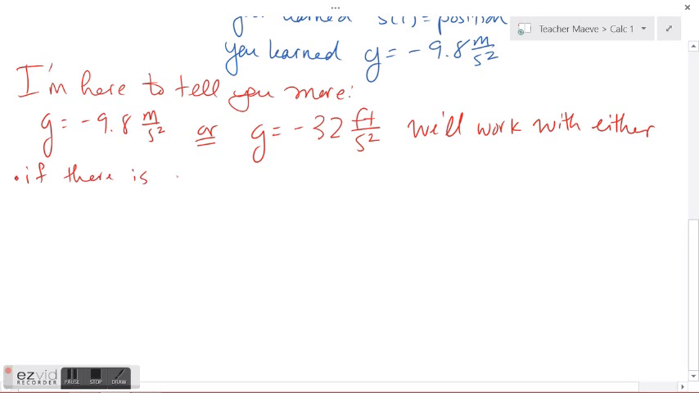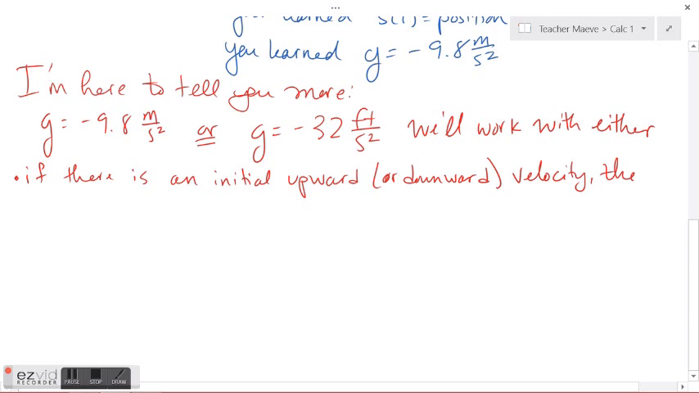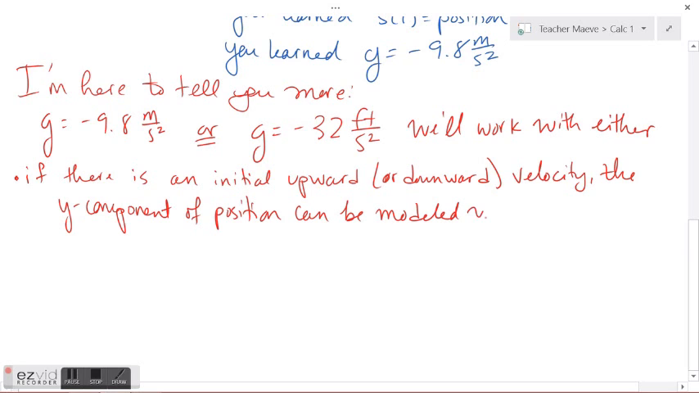If there's some initial upward or downward, it can be either, vertical component to your velocity, and we're talking about the vertical component, then the vertical component of position can be modeled with s of t is 1/2 gt squared plus v naught t plus s naught.